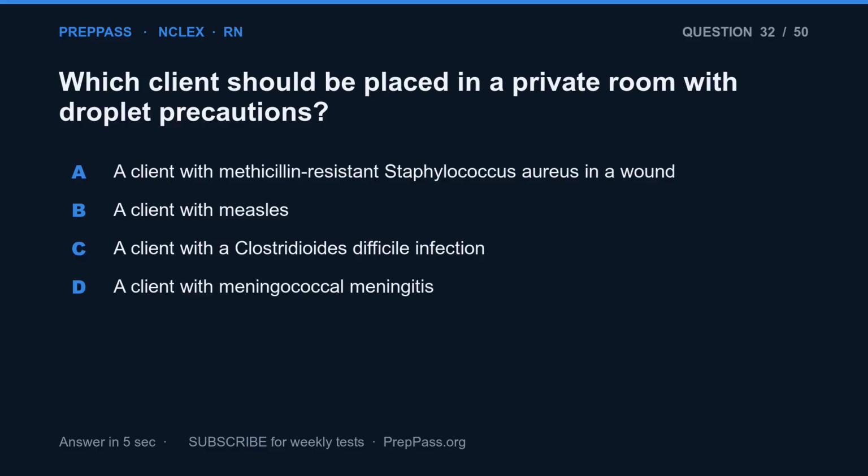Question 32. Which client should be placed in a private room with droplet precautions? A. A client with methicillin-resistant Staphylococcus aureus in a wound. B. A client with measles. C. A client with a Clostridioides difficile infection. D. A client with meningococcal meningitis.